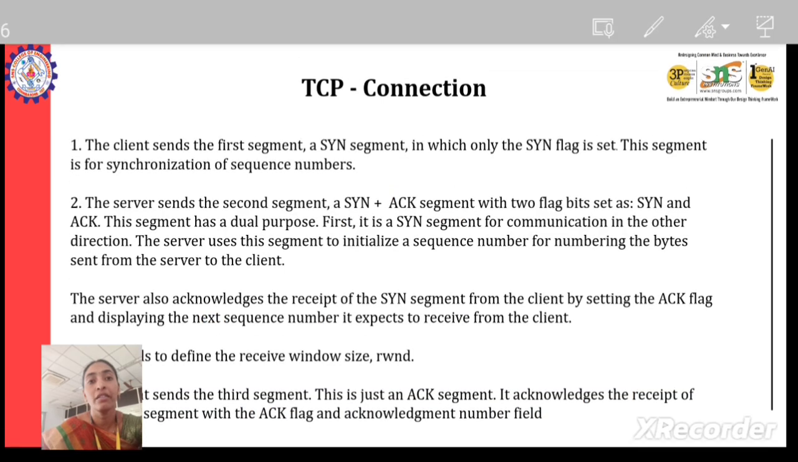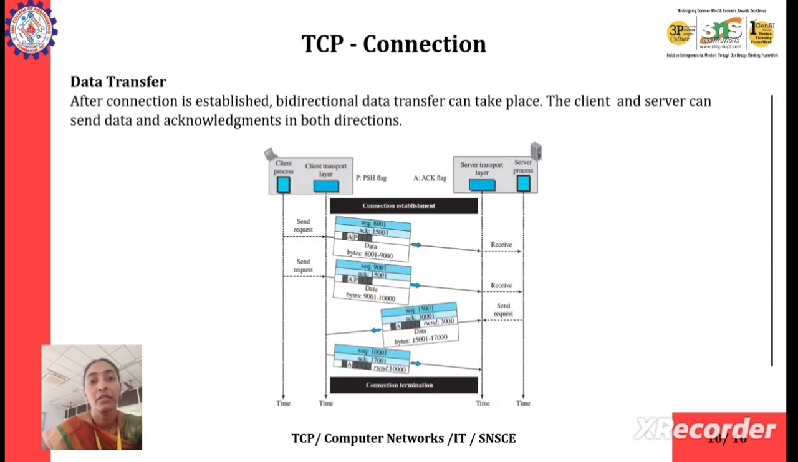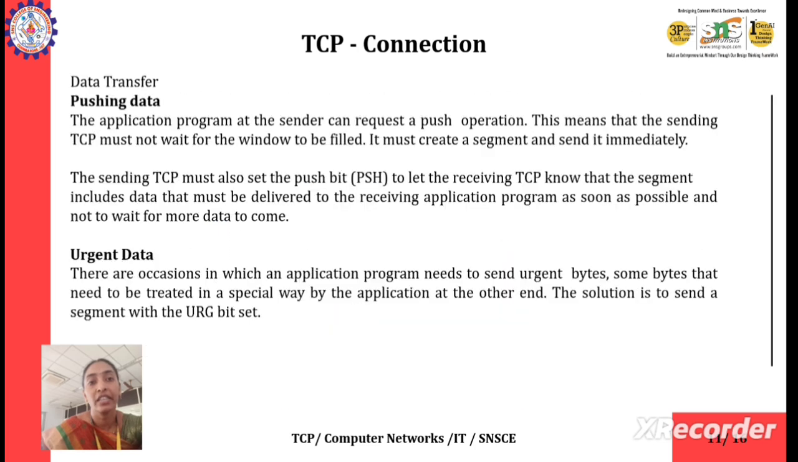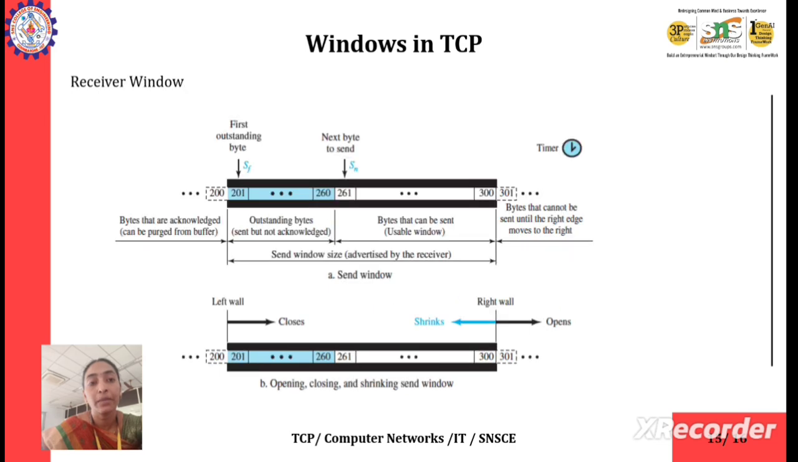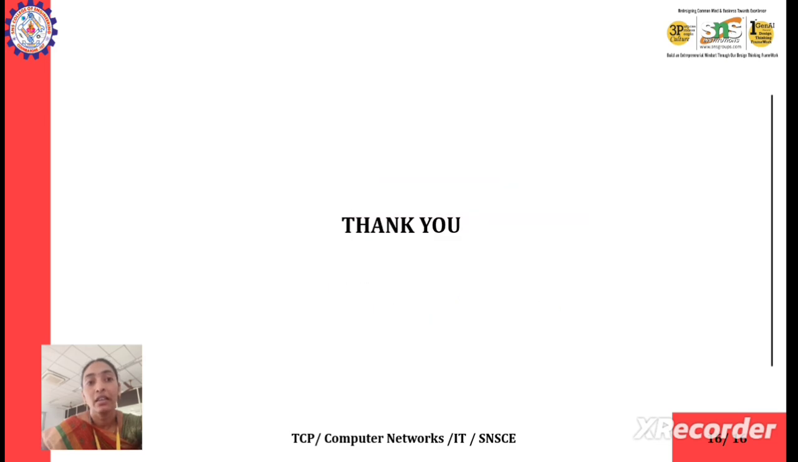This example will explain the three-way handshake. This explains windows in TCP.